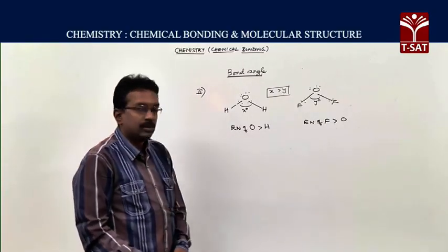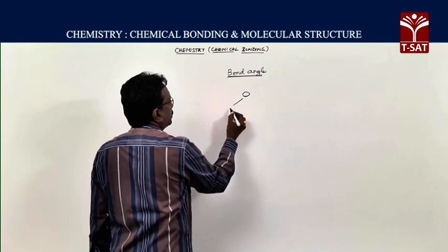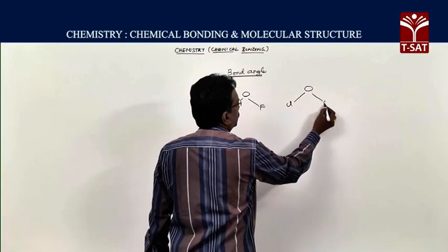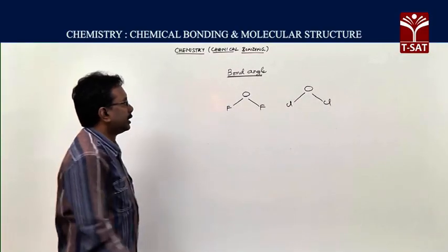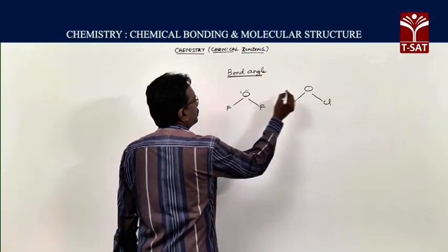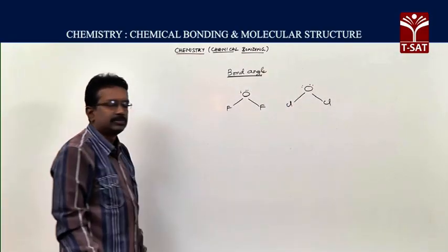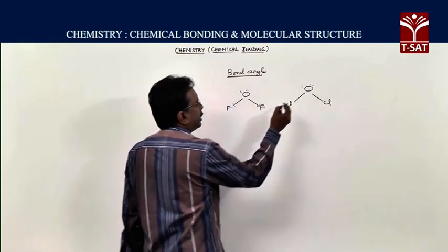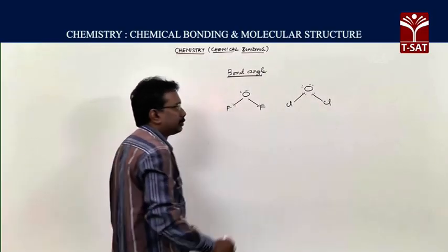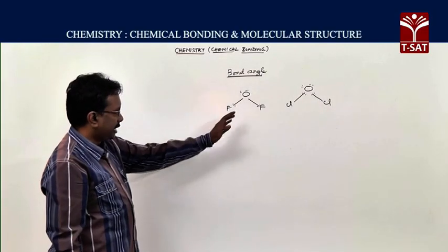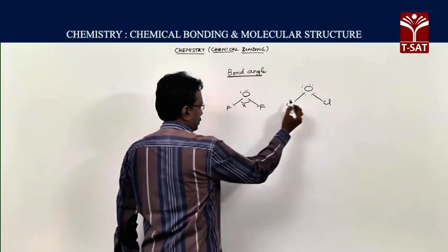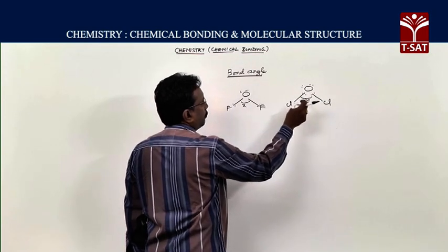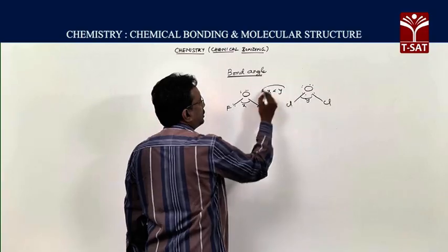Now let us move to one more example. Now I am considering OF2 and Cl2O. Here also, the same central atom and the same number of lone pairs are near the central atom. Here fluorine is more electronegative, and here oxygen is more electronegative than chlorine. Then definitely, if you compare the bond angles between these two, because bond pairs are very close to each other in the case of Cl2O, x is less than y.